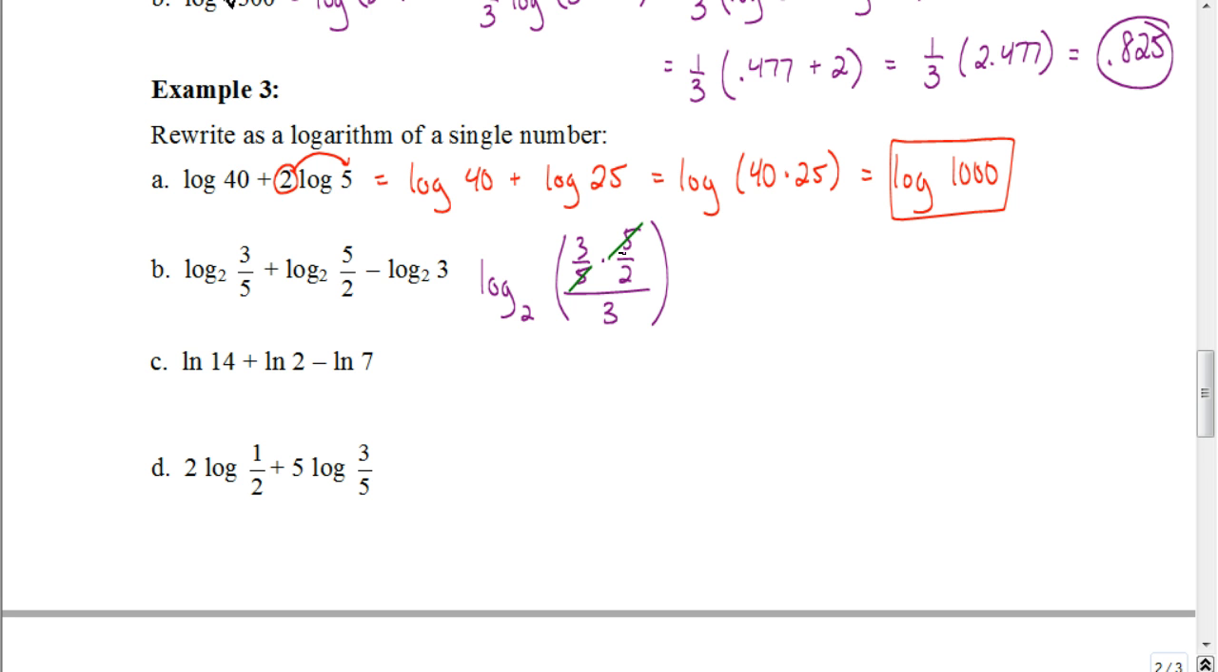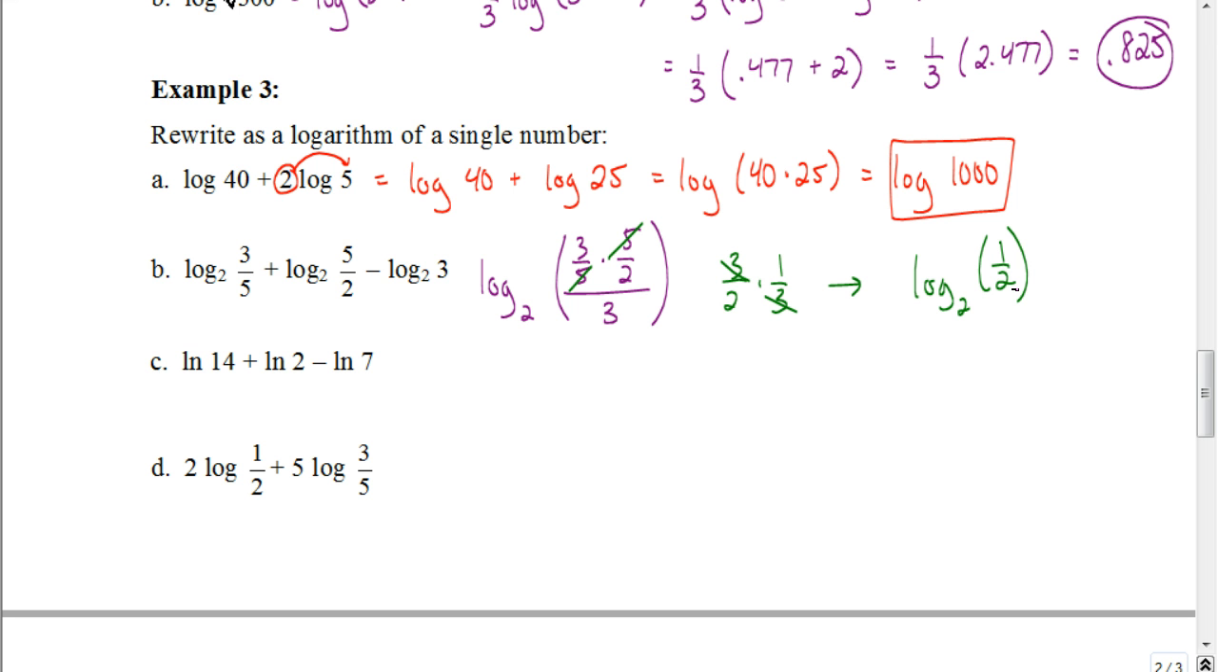and divide by 3. So remember, to simplify this, I'm going to say we have 3 halves currently divided by 3. To simplify that, we're going to multiply by the reciprocal of the denominator. The reciprocal of 3 is 1/3. So now you'd see that the 3s cancel out, leaving us with 1/2. So essentially what this means is that we would have the log base 2 of 1/2.